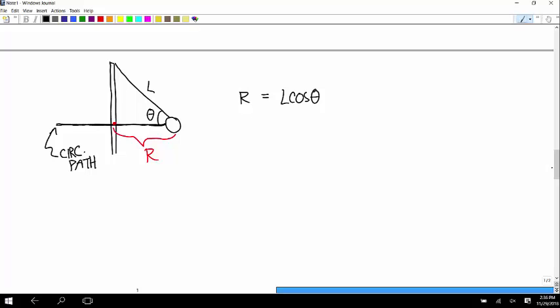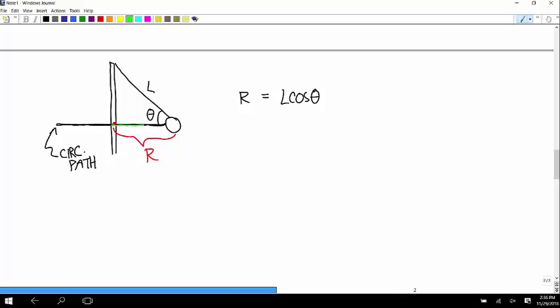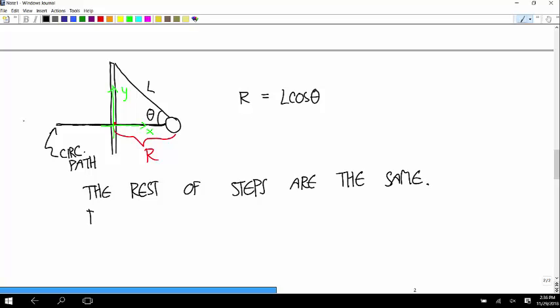Okay, so once you've chosen this view, we'll put the coordinate system like this. Now the rest of the steps are the same. Start with drawing the centripetal acceleration, and calculate that.